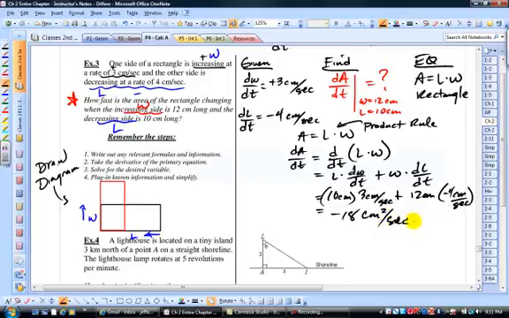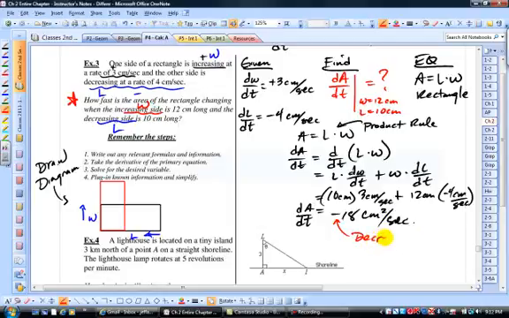second. And then you got to ask yourself, what in the world does this mean? If the change in area over time is negative 18 square centimeters per second, that means it's decreasing, indicated by the negative sign here. So it's a decreasing rate.